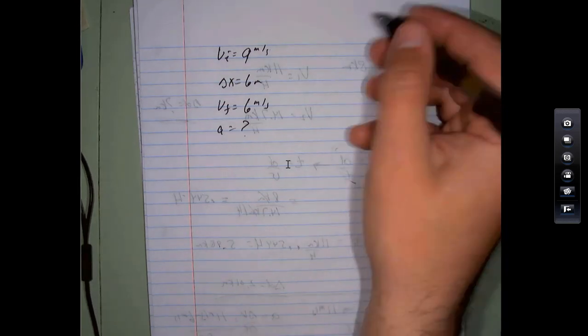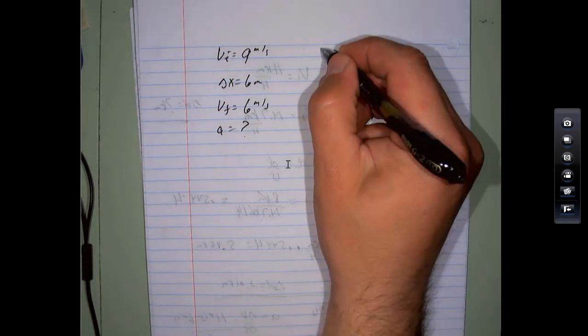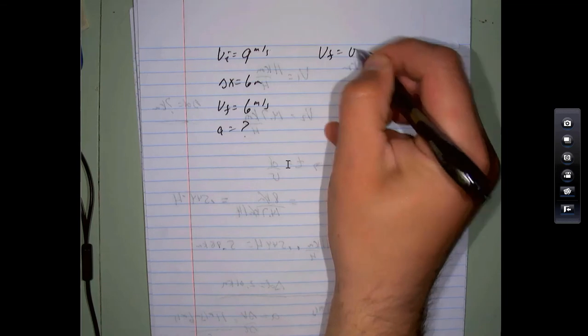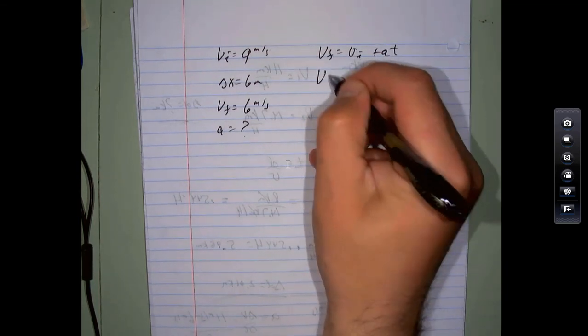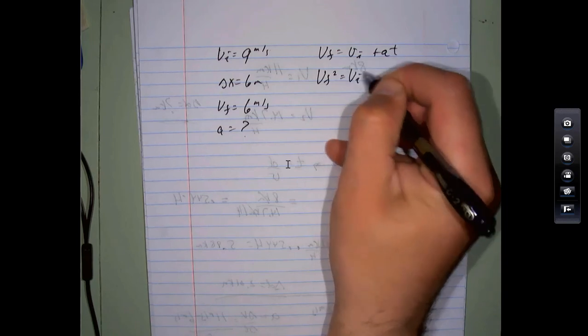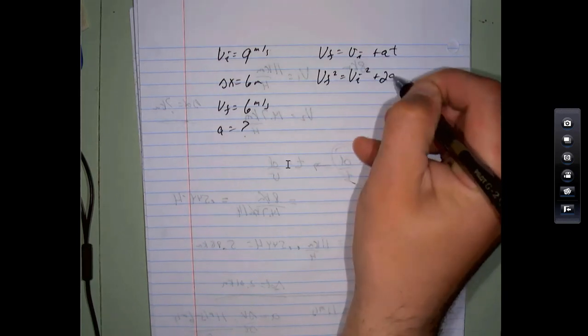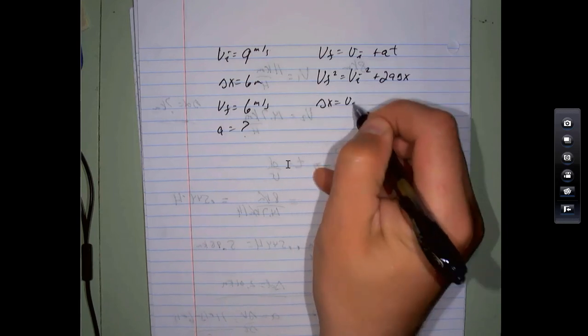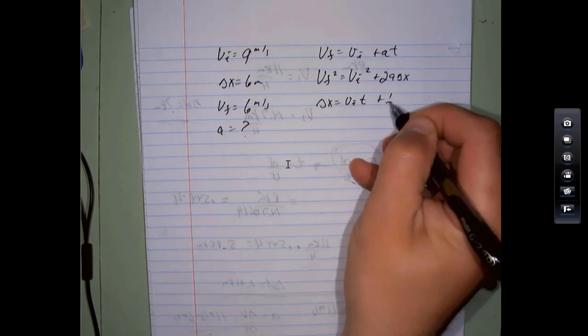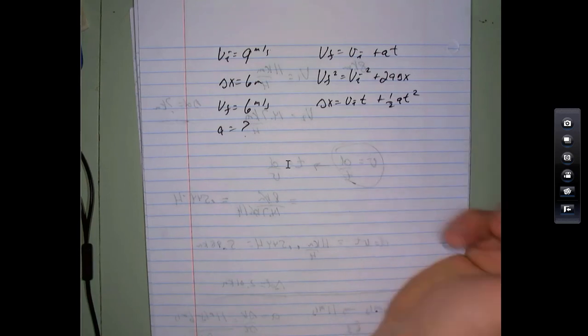We have to figure out which one will work for us here. So remember, we have velocity final is equal to velocity initial plus at. Velocity final squared is equal to velocity initial squared plus 2a delta x. And then delta x equals initial velocity times time plus 1/2 at squared. These are our three kinematics equations.